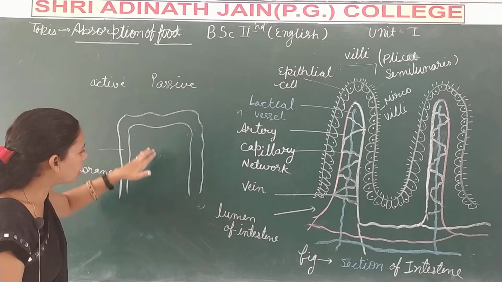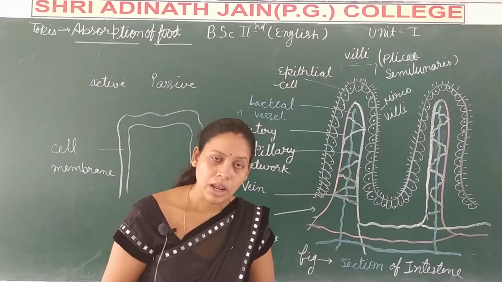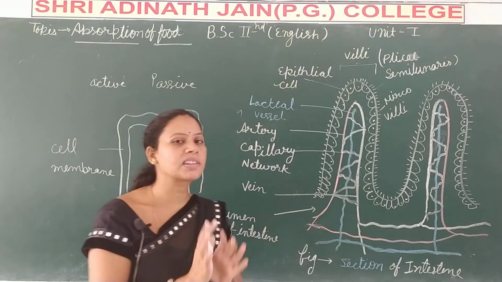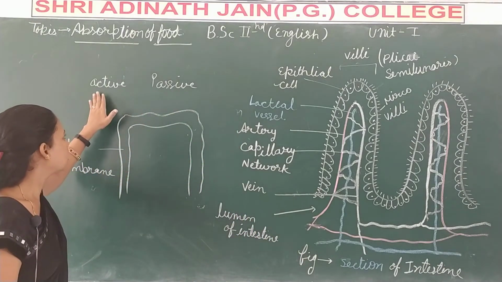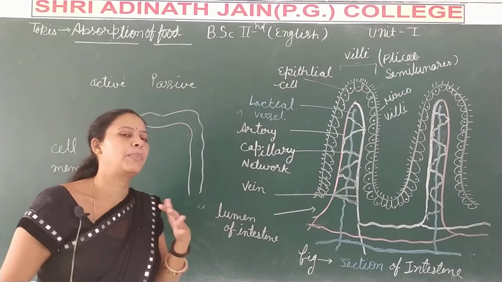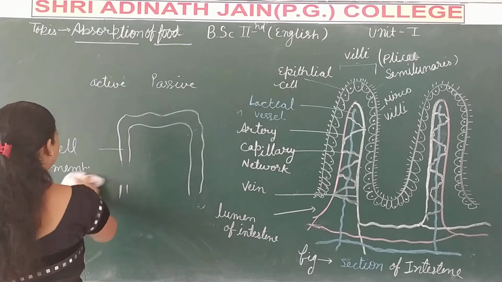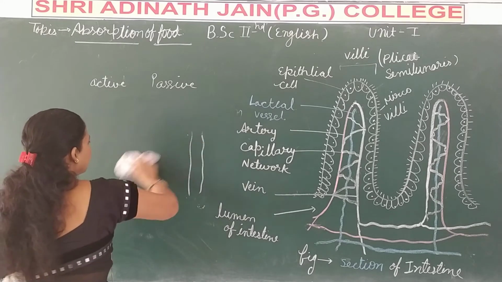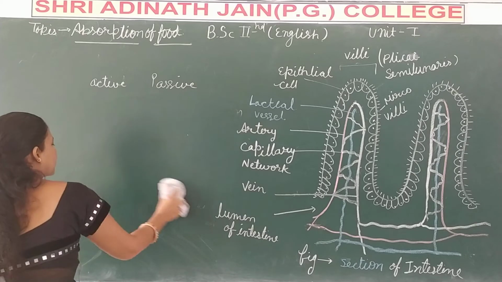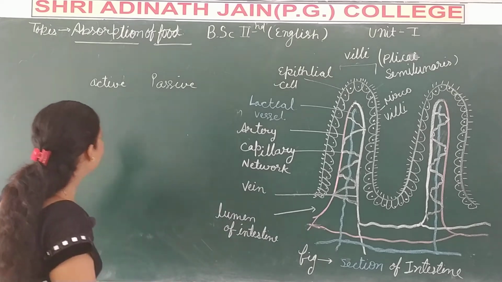For the food entering the inside of the cell, there is a transportation, and this transportation is divided into two parts: one is active transportation and the second one is passive transportation. Okay, the active and passive transportation we have done in the first year also.